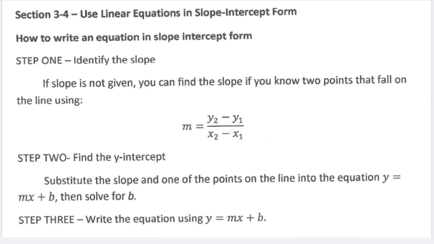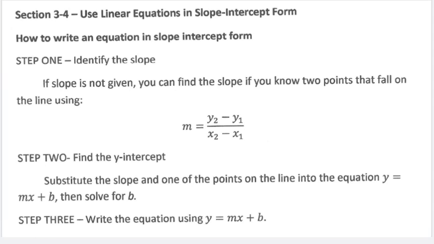If the slope is not given to you, you can always find the slope by using the slope formula. We've done this in the past. M equals y2 minus y1 over x2 minus x1.